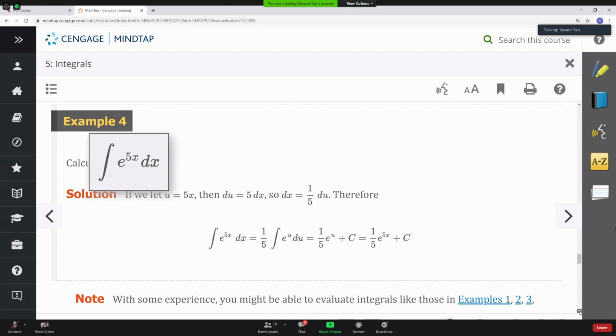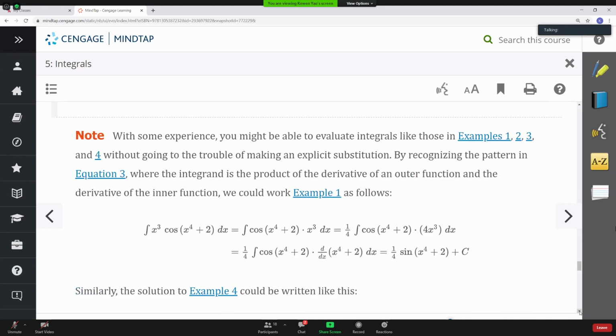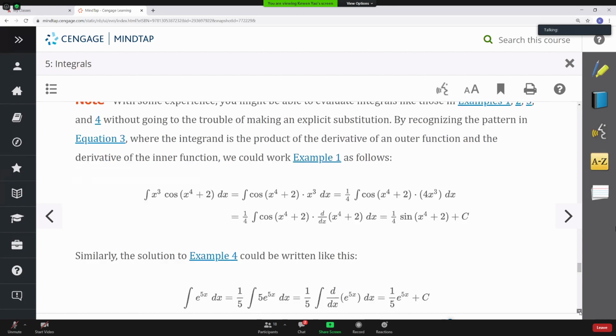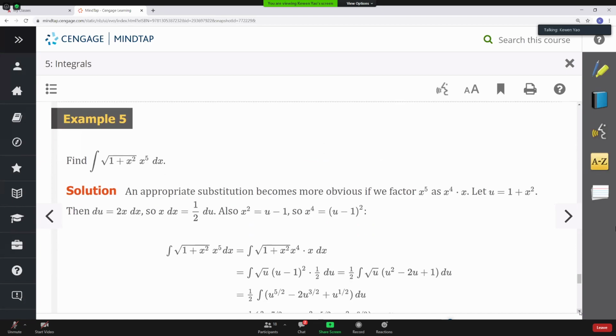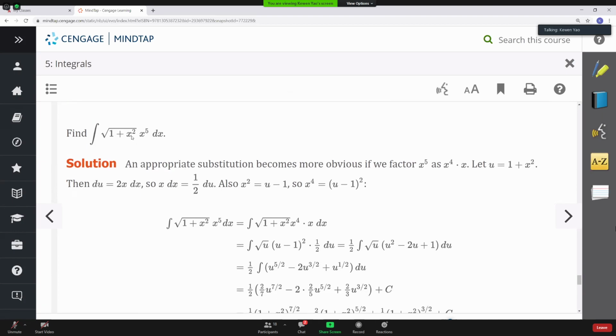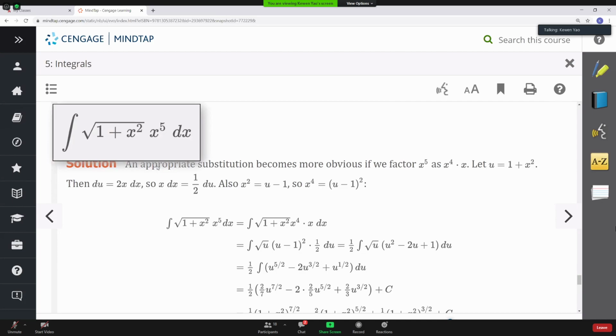So we have done a lot of examples, right? Now let's look at Example 5. We've got to do a lot of examples in order to be familiar with this method, in order to master this method. Please solve this by yourself without looking at the answer. How to find the antiderivative for square root of 1 plus x squared times x to the power 5 dx. Please solve this problem by yourself.